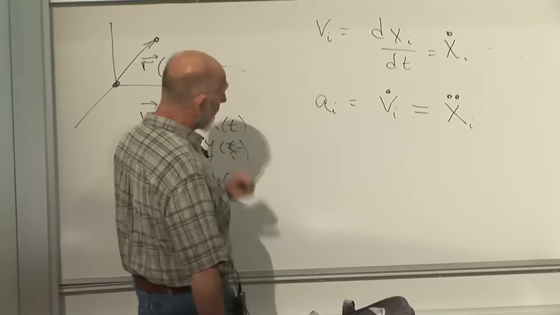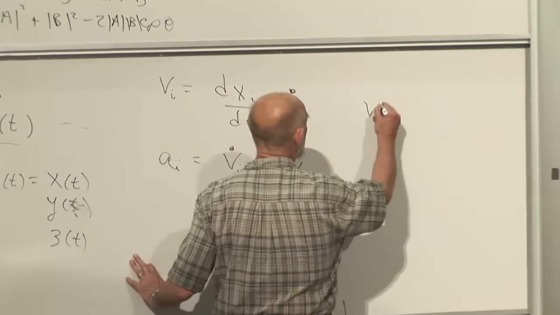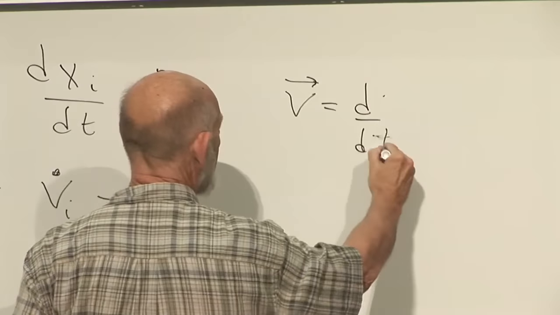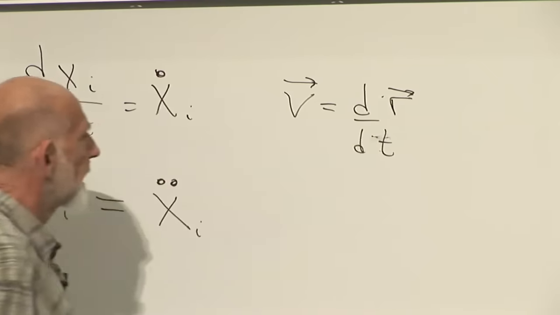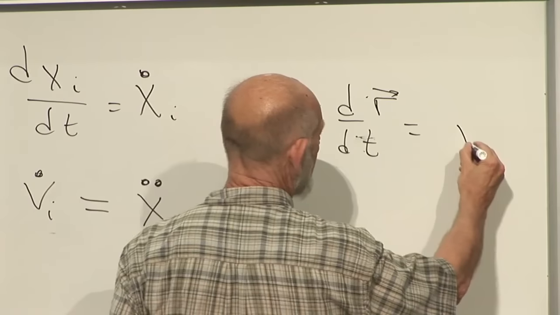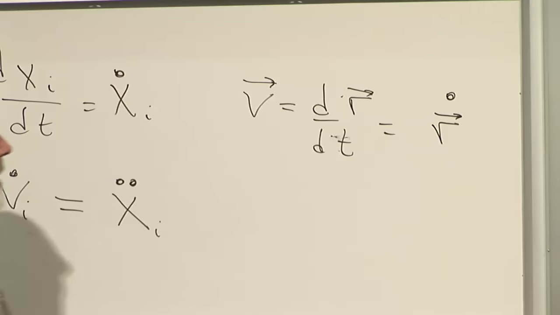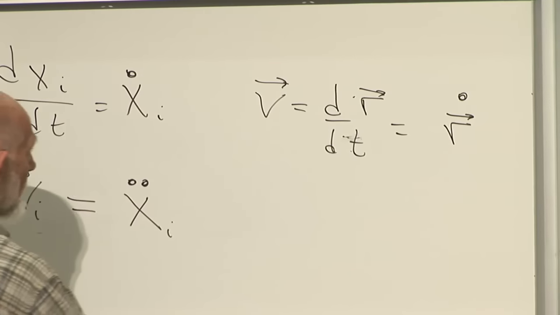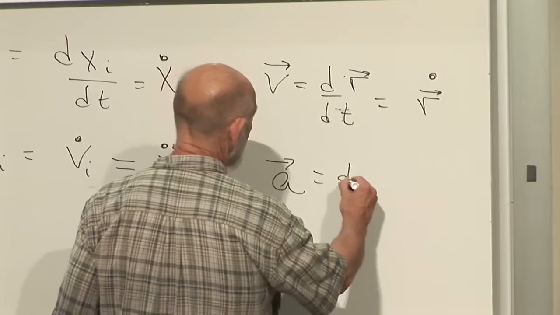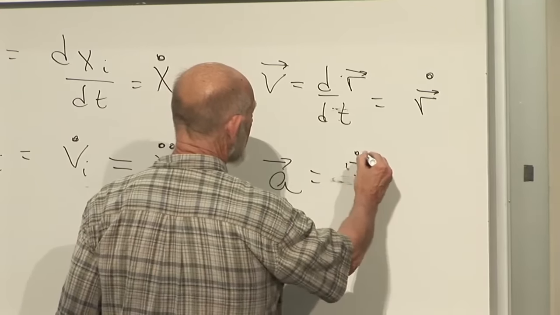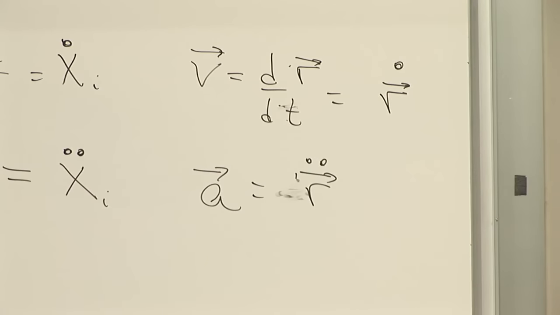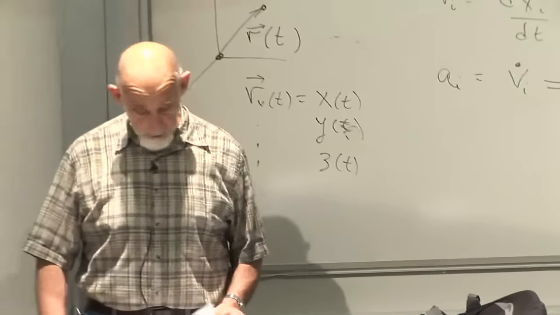We could also write this in vector form. We could write that the velocity as a vector is equal to the time derivative of the position vector, or just, this gets a little annoying, r dot. R with an arrow to indicate it's a vector, dot to indicate the time derivative. Likewise, acceleration is the second derivative, r double dot. Okay, now that we have these concepts, let's work out two specific examples of position, velocity, and acceleration.